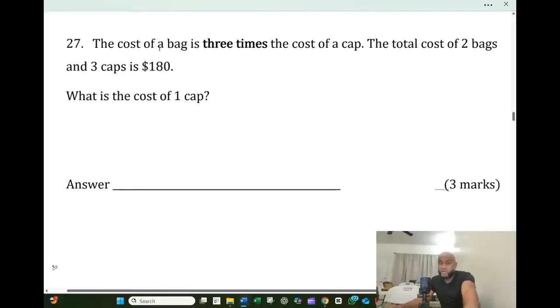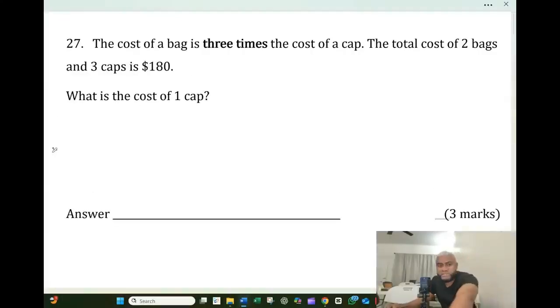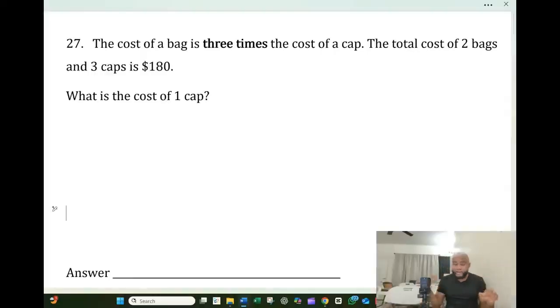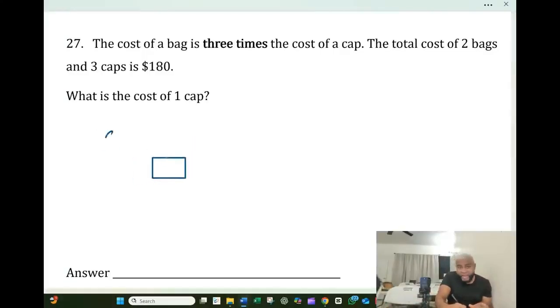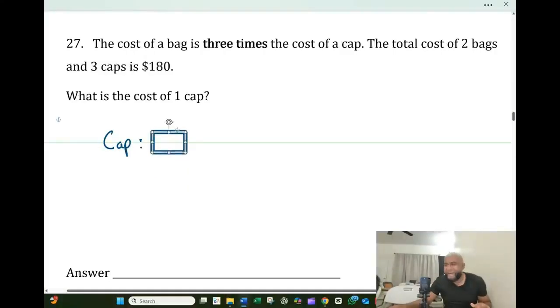So the cost of a bag is 3 times the cost of a cap. The total cost of 2 bags and 3 caps is 180. What is the cost of 1 cap? I'm using boxes again, the same box as above. The cost of a bag is 3 times the cost of a cap. So a cap is 1 box, right?